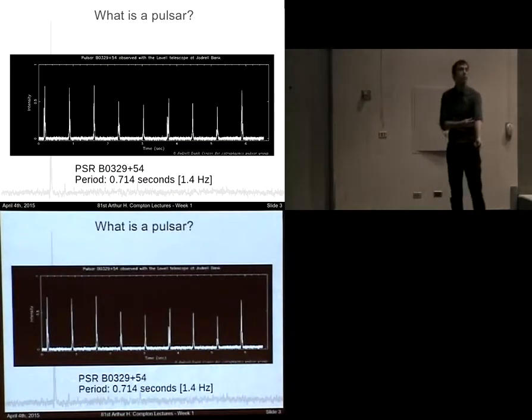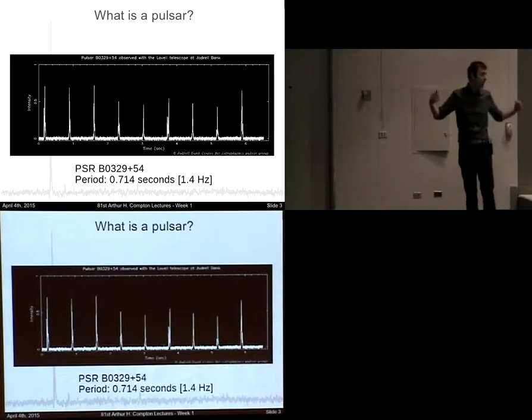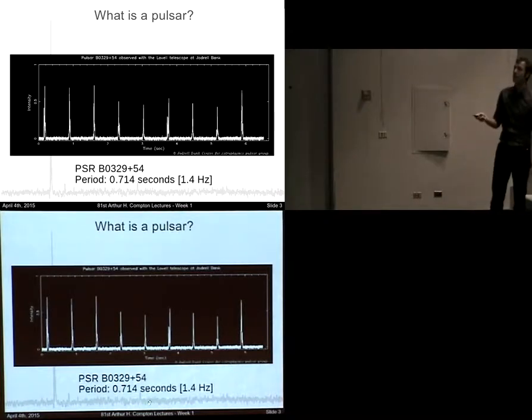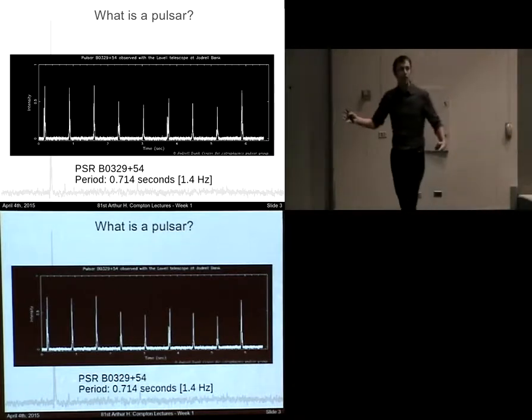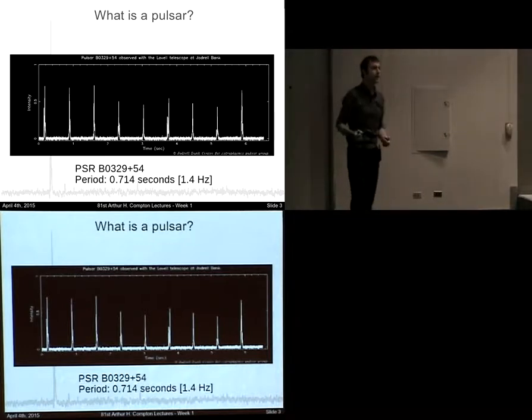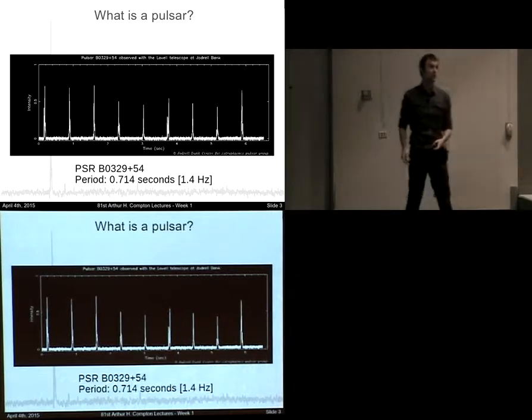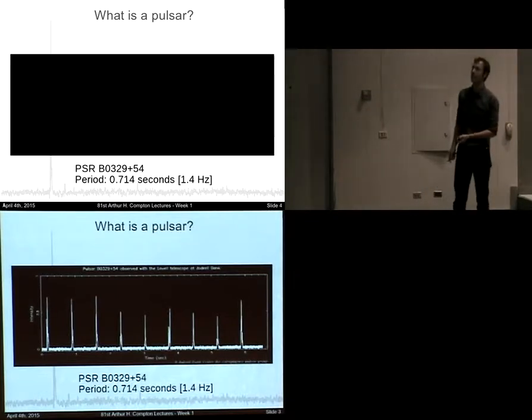So to approach the first thing, which is that it's a periodic source, I thought what better way to show that than to just look at the data. So this is a particular pulsar. This is its name, PSR B0329+54. It has a period of 0.714 seconds. So that means it spins about 1.4 times a second. And if you had a large enough radio telescope and you connected your telescope antenna output into a speaker of your hi-fi sound system, then this is what this pulsar would sound like.